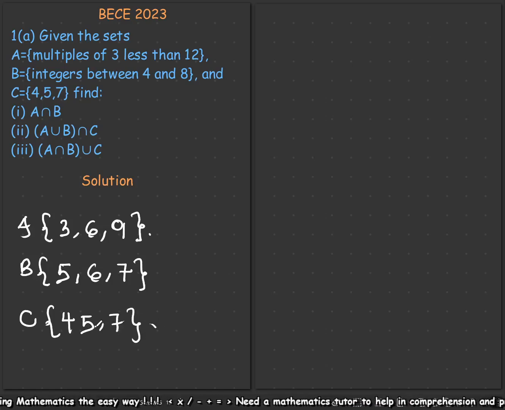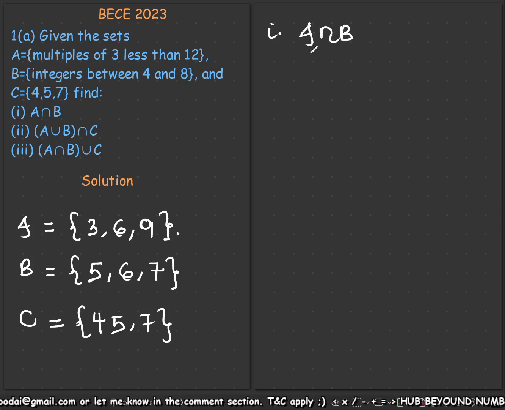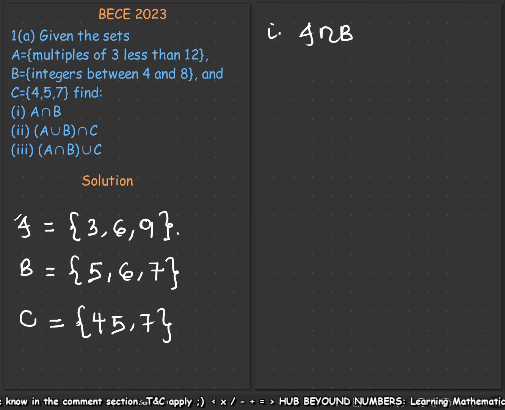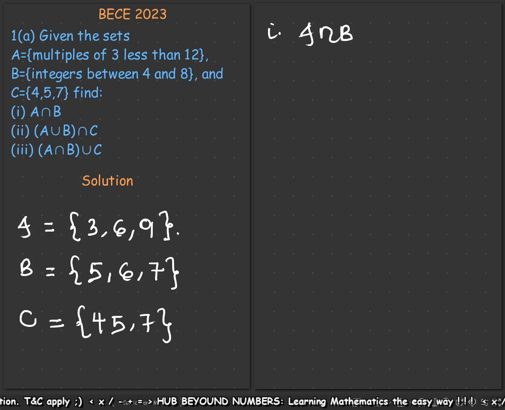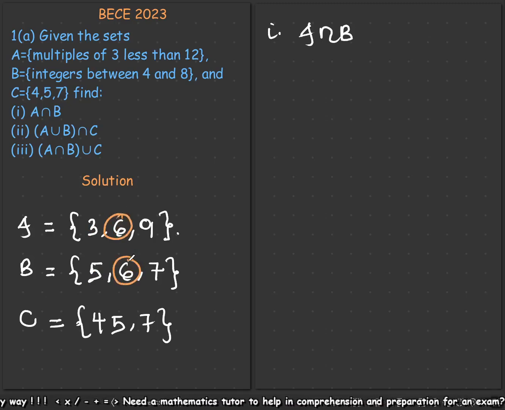So now that you have your sets, let's tackle the questions. Starting with A intersection B. When we say intersection, all we want to say is, what elements do you have in set A that are also in set B? Or in other words, the elements that are common to both of them. If you take 3, 3 is in A, but it is not in B. 6 is in A, and it is also in B. So we can circle that out.